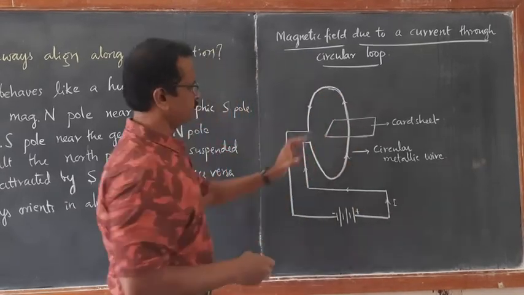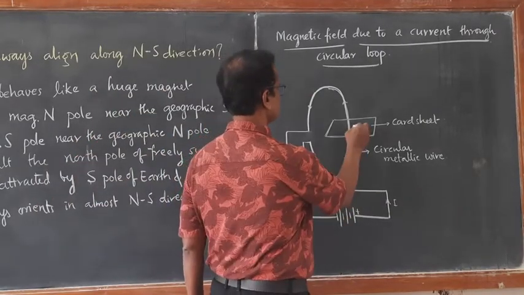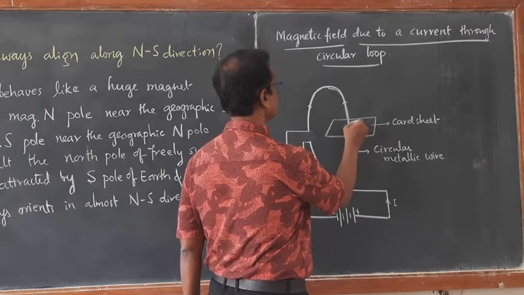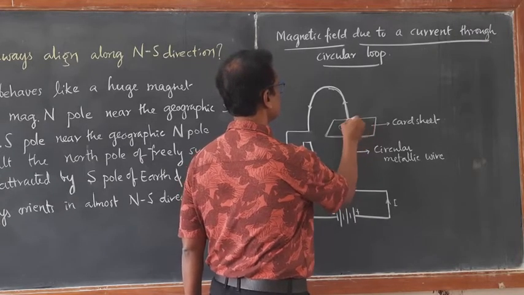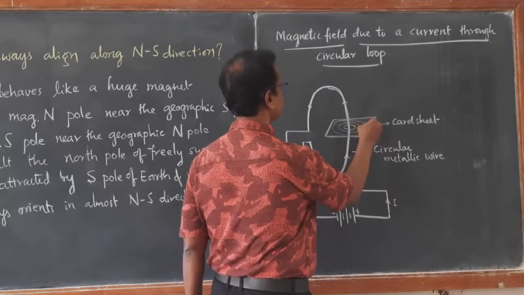Then, if you keep a magnetic compass, it will show deflection. So, if you trace those magnetic field lines, very interestingly, you are getting closed loops of this nature. So, these indicate magnetic field lines.